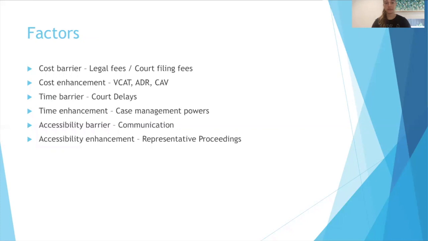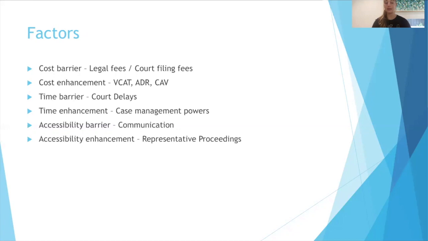One time barrier is court delays, and you could talk about court delays in the civil law as well. And then the time enhancement would be case management powers, and how the purposes of the power to give directions and mediation is to streamline the case and avoid unnecessary delays.